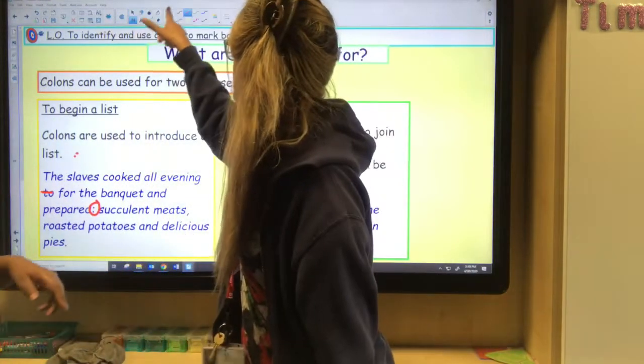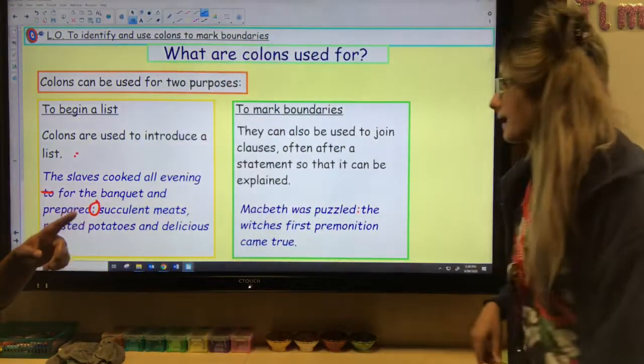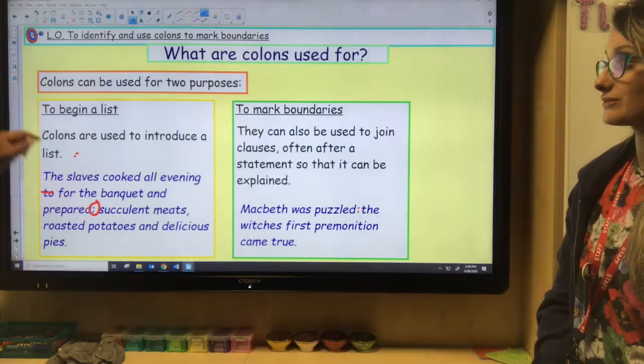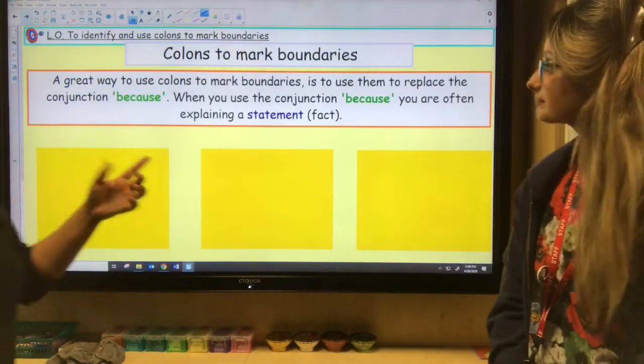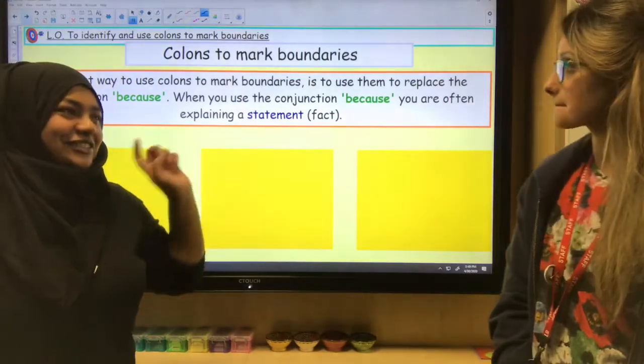Now, I'm just going to add something in here. Are you going to talk about a conjunction? Because I'm going to talk about it in the next slide. Oh, fine. I'll just ignore it. That's why we need to look at the slides first. Right, so colons to mark boundaries is exactly what Mrs. Gale was going to say. So Mrs. Gale, I'll let you talk about it.